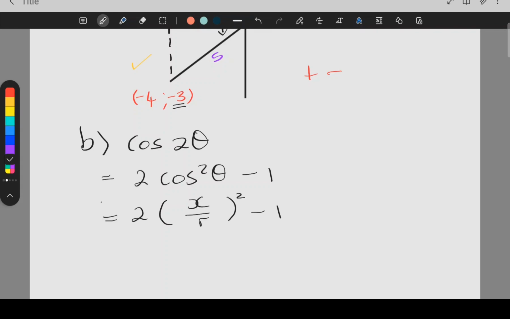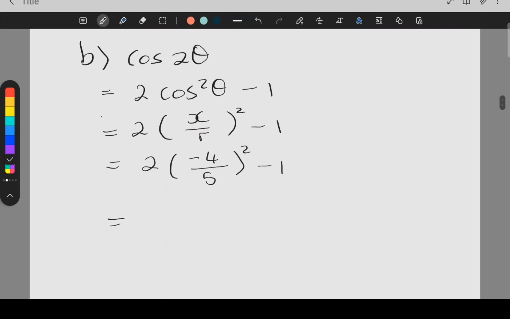Now I'm just going to replace using my diagram. So x is negative 4, r is 5, everything squared, minus 1. And then I'll put this part on the calculator. It gives me 32 over 25 minus 1. And my final answer is 7 over 25.